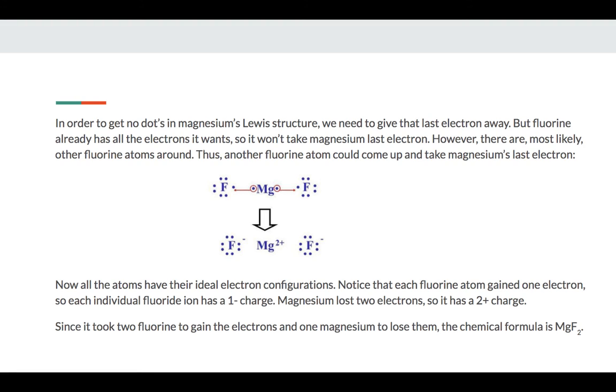Okay, so since it took 2 fluorines to gain the electrons and 1 magnesium to lose them, the chemical formula is MgF2 because there's 1 magnesium, but there's 2 fluorines.